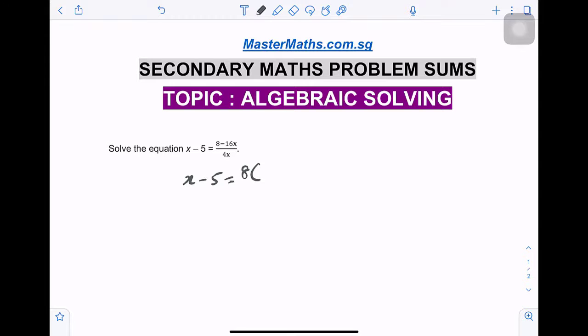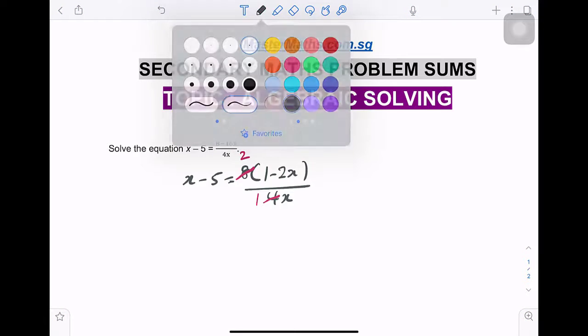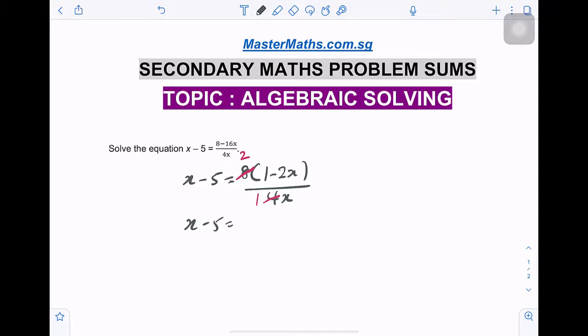So 8 from the top, 1 minus 2x is left over 4x. So 8 and 4, we can simplify it. Divide by 4, you'll get 2 here. Divide by 4, you'll get 1. Alright, so you have x minus 5 is equals to 2 times (1 minus 2x) over x.